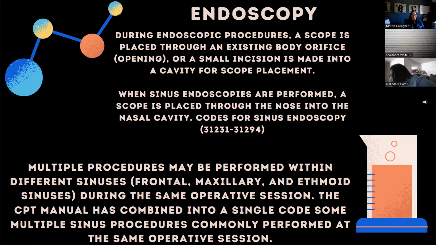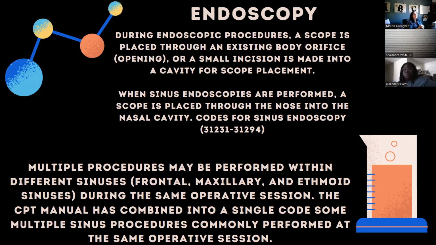A big part of the respiratory system is going to be endoscopies. During an endoscopy procedure, a scope is placed through an existing body orifice or opening, or a small incision is made in a cavity for the scope placement. We've heard of people having scopes to look for polyps in their stomach; they'll either go through the nose, or most of the time through the mouth and down to the stomach. When they have a colonoscopy, they go through the rear with the scope and look at everything. Those are types of scopies.